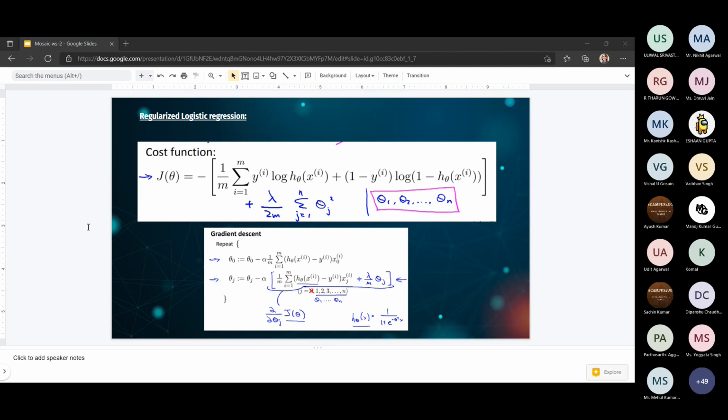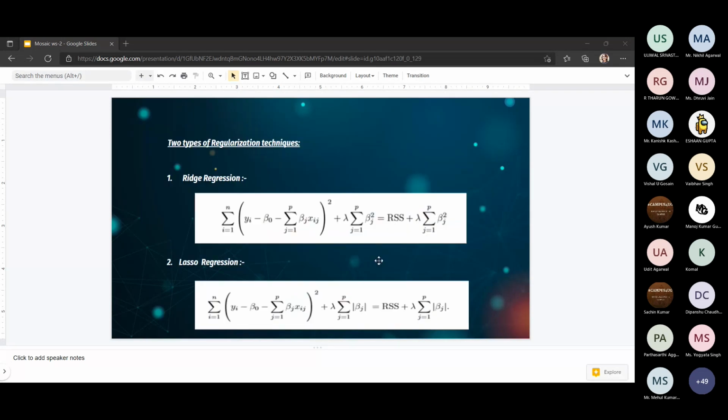It looks exact, not similar, but with a slight difference. It looks slightly different to the gradient descent we had in linear regression, but it's not the same, because the hypothesis defined for logistic regression is h theta x equal to 1 over 1 plus e power minus theta transpose x, like it's a sigmoid function. Okay, so that's the gradient descent for logistic regression.